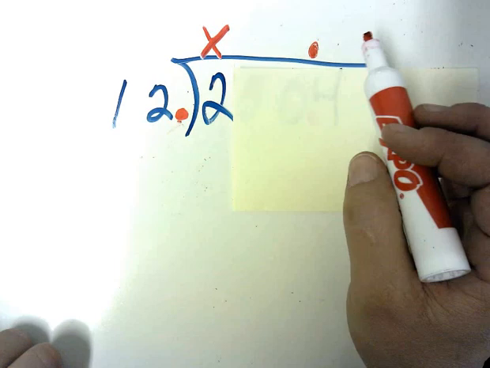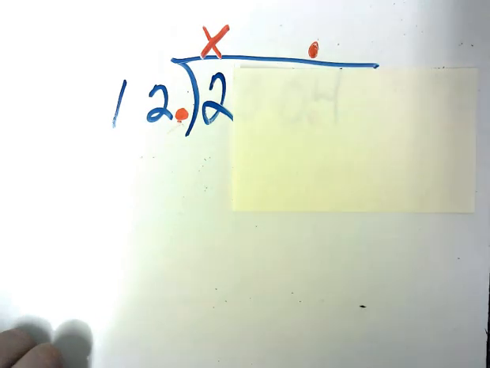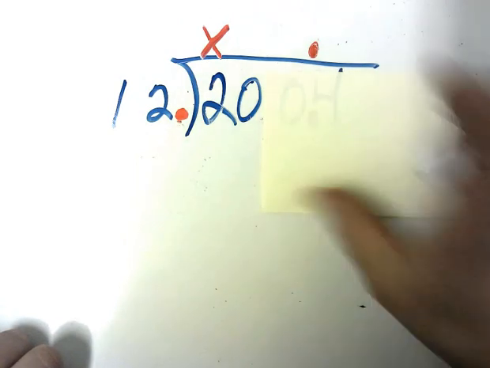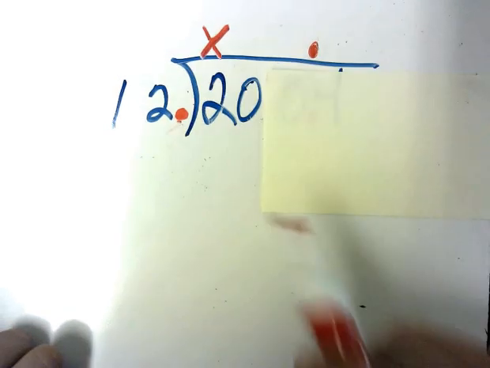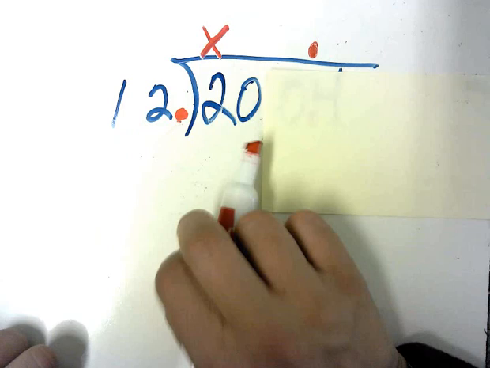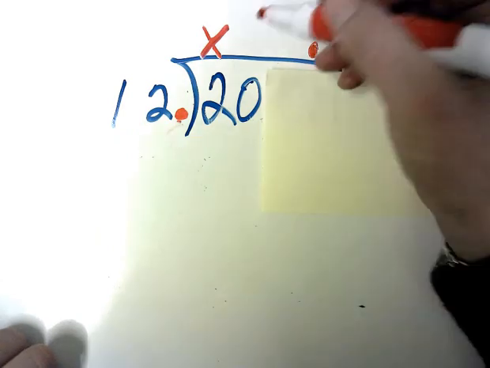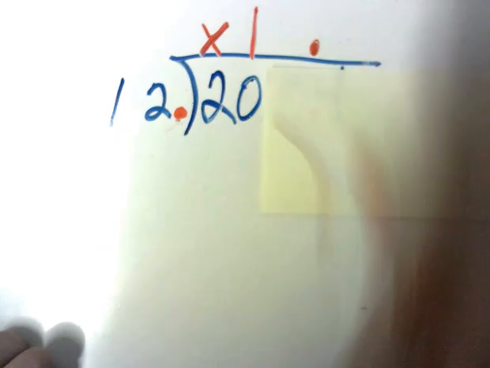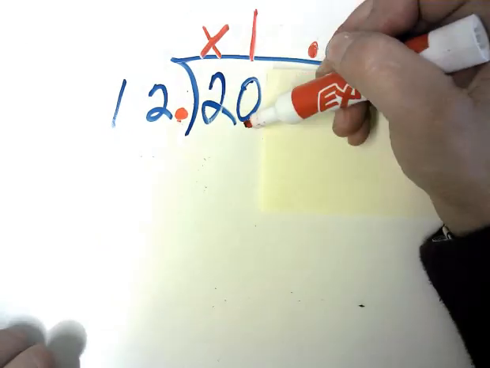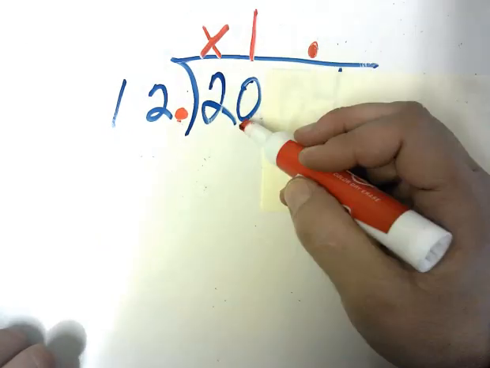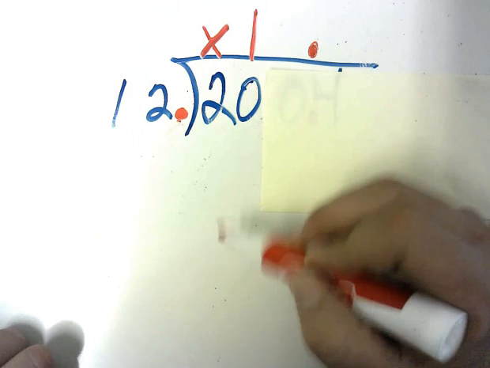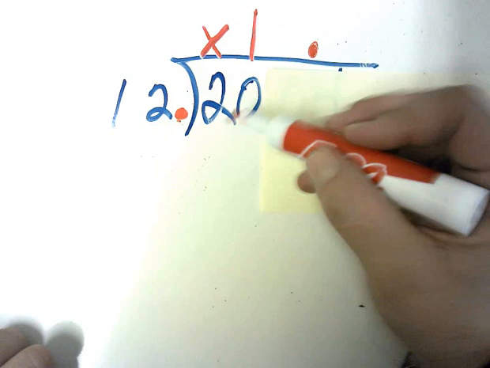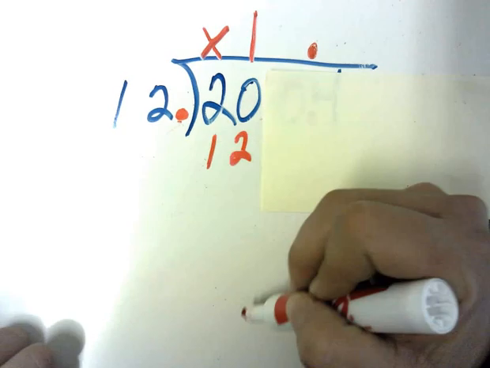I uncovered another number and I have 20. Can I get a group of 12 out of 20? The answer is yes, I can. How many? 1 group. I put the 1 right over that 0 because I'm dividing 20 by 12 right now. That's the division check. Next step, multiply. 1 times 12 is 12. Next step, subtract. If I count from 12 to get to 20, it's 8. So the difference between 12 and 20 is 8.